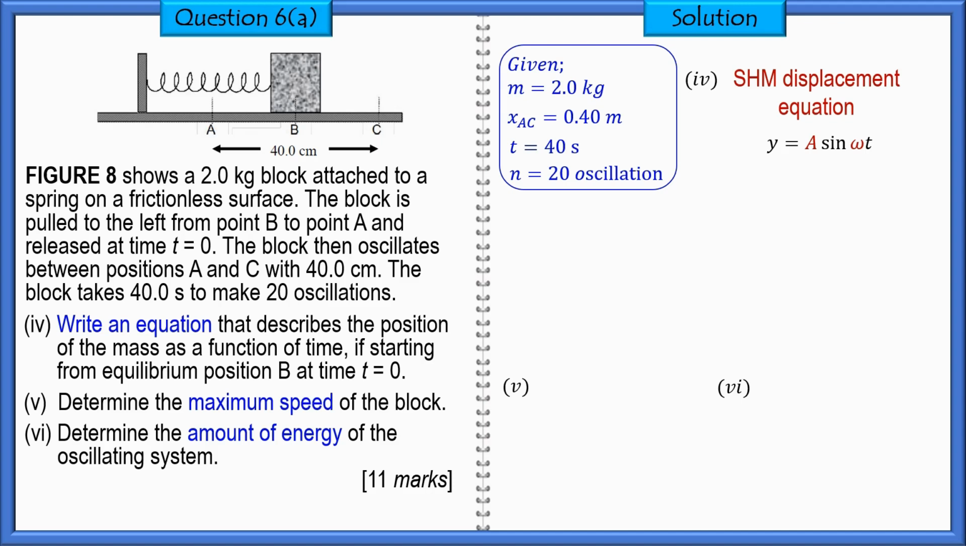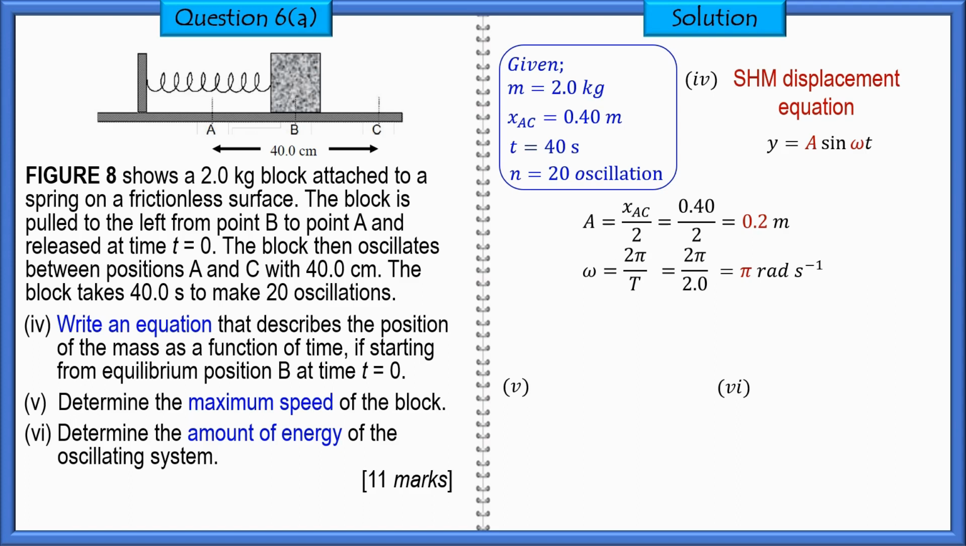Our general equation for the simple harmonic motion displacement is y is equal to A sine omega t. Referring to this equation, you need to substitute the values of A and omega. So first identify A and omega. Previously we have calculated A, which is 0.2 meter. For omega, because we know the value for T, which we have calculated earlier, just substitute T, which is equal to 2 seconds. You will get that omega is pi radian per second.